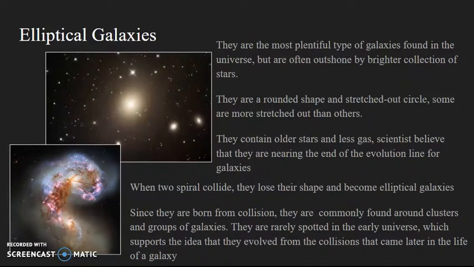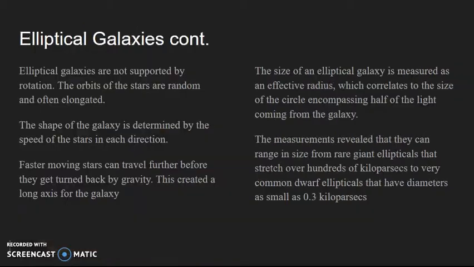When two spirals collide, they lose their shape and become elliptical galaxies. Since they are born from collisions, they are commonly found around clusters and groups of galaxies. They are rarely spotted in the early universe, which supports the idea that they evolved from collisions that came later in the life of a galaxy.